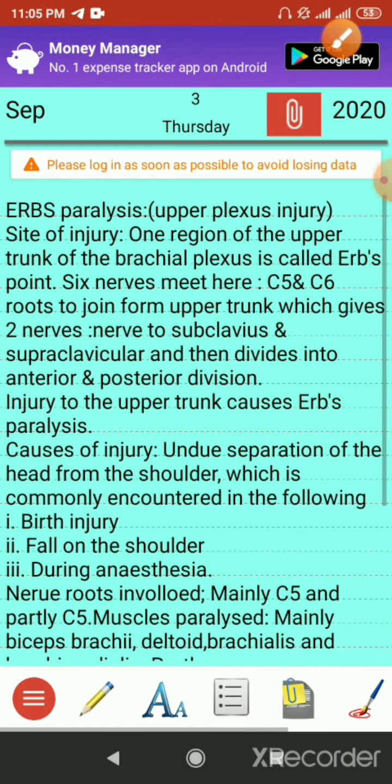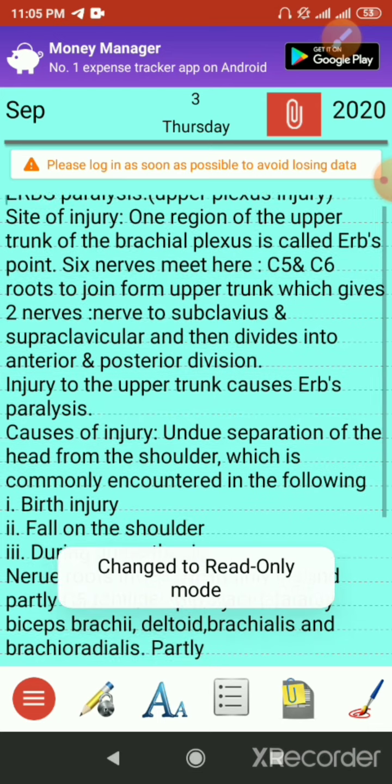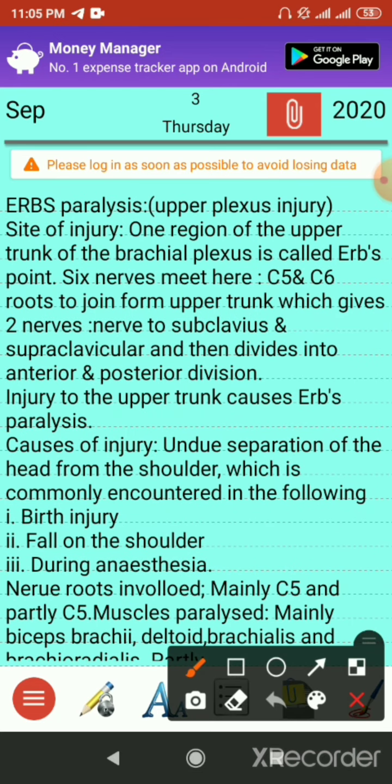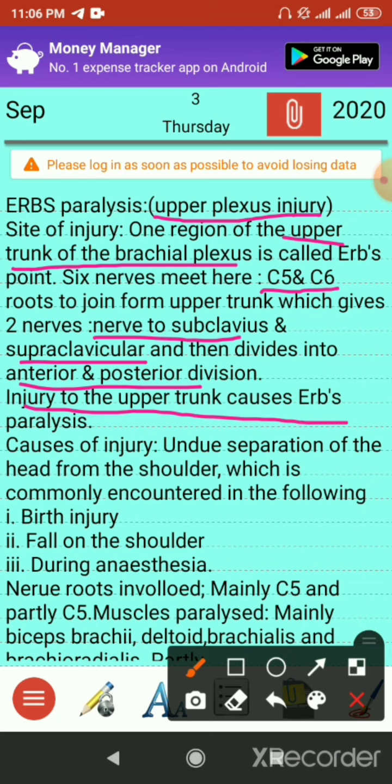So let's see what Erb's paralysis is. Here the injury occurs in the upper brachial plexus, or upper trunk of the brachial plexus. Here 6 nerves meet, cervical 5 and cervical 6, which give 2 nerves, nerve to the subclavius and suprascapular nerve, and then it divides into anterior and posterior division. An injury to the upper trunk at this point is called Erb's paralysis.